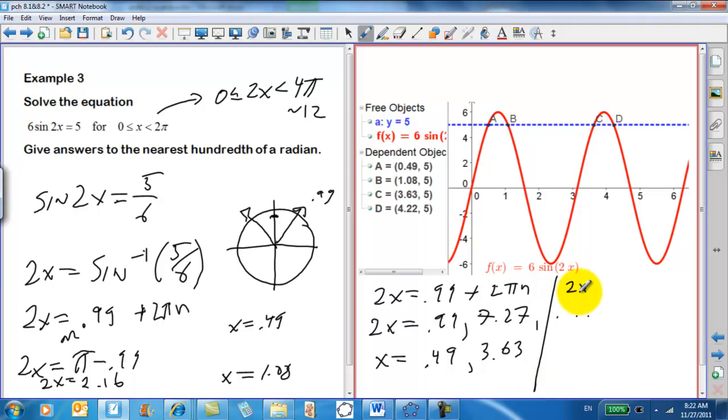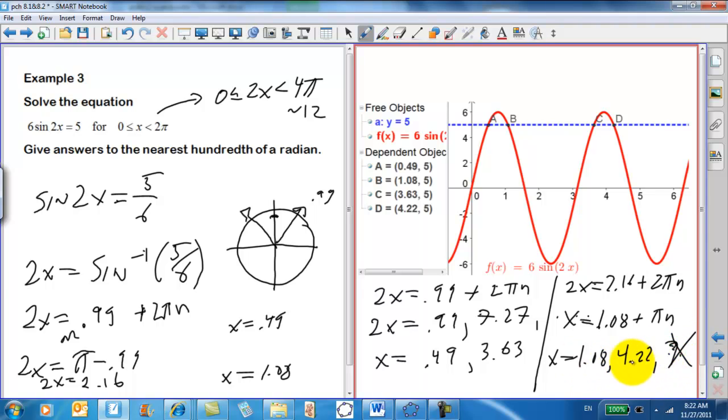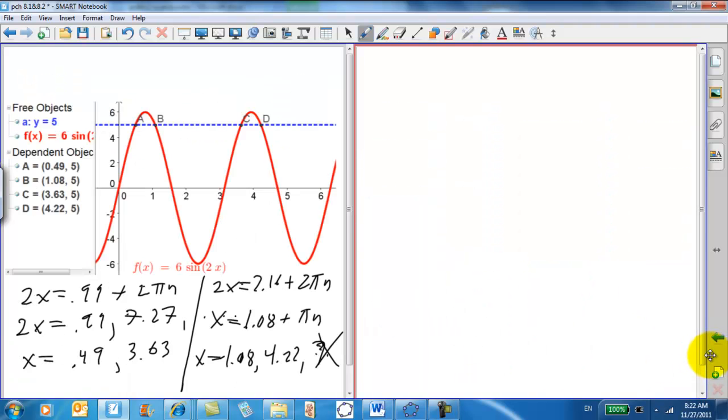And you can also say 2x equals 2.16 plus 2 pi n. So x equals 1.08 plus pi times n. So we get 1.08, and we keep on adding pi onto that, 4.22, and then add pi onto that, and you get like 7.36, oops, that's out of range. So that's why we only need those 4 answers. Okay, flange out.